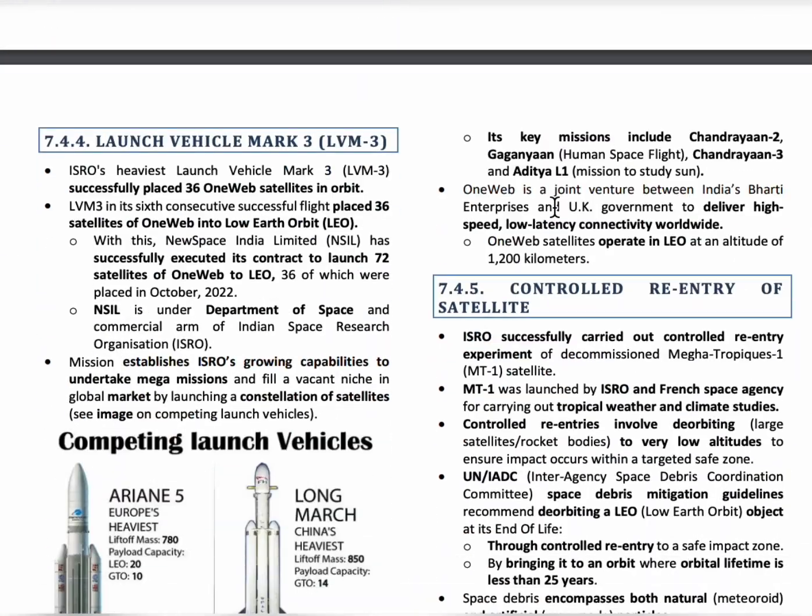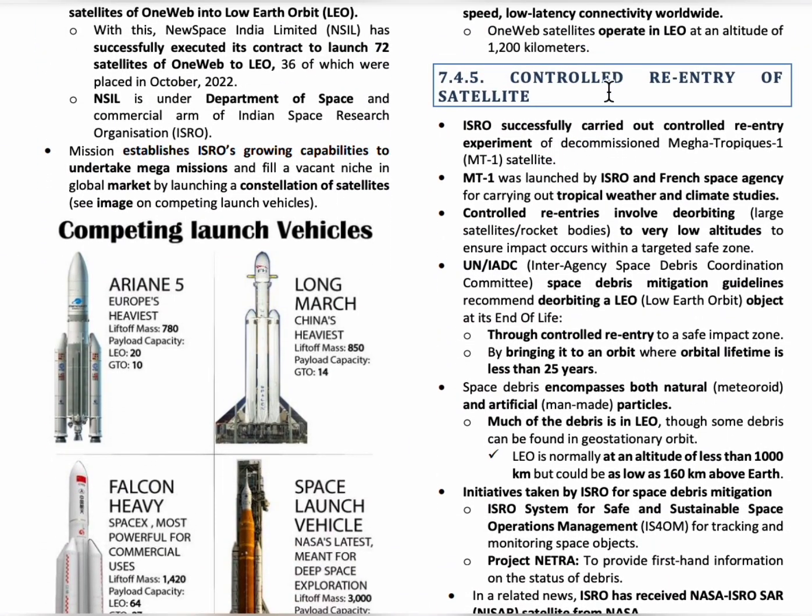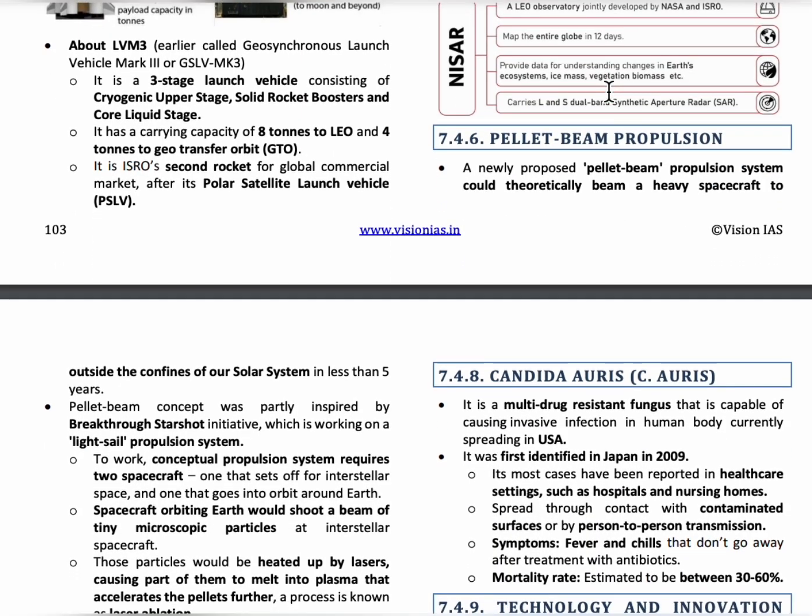The next topic is controlled re-entry of satellite. So it involves deorbiting to very low altitudes to ensure that impact occurs within the targeted safe zone. So ISRO has carried out this experiment on an aged satellite. The next topic is pellet beam propulsion. So as per this theory, a laser hits the pellets of the heavy spacecraft and heats them and breaks them into small parts and melts them to become plasma.